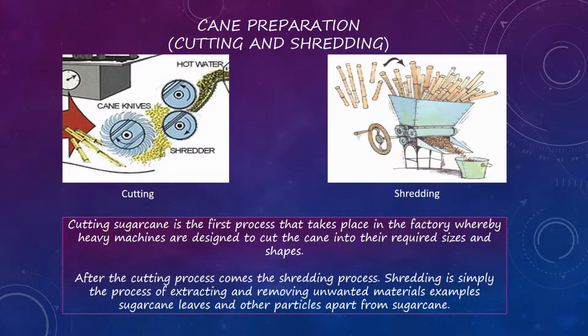Step 2 is dealing with two processes, and those are cutting and shredding. Cutting sugarcane is the first process that takes place in the factory, whereby heavy machines are designed to cut the cane into the required size and shapes. After the cutting process comes the shredding process. Shredding is simply the process of extracting and removing unwanted materials, for example sugarcane leaves and particles apart from sugar.